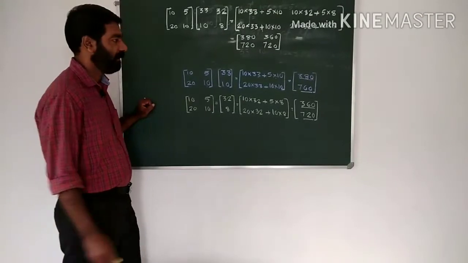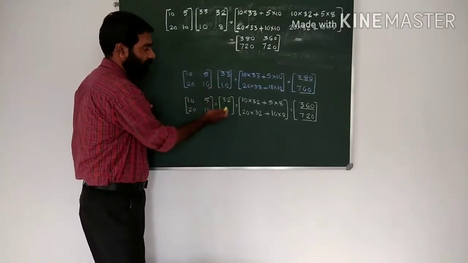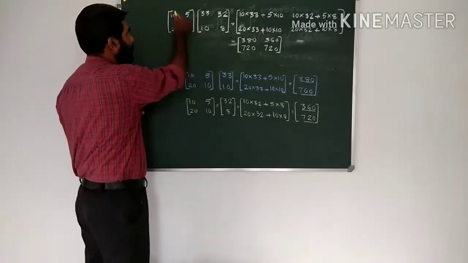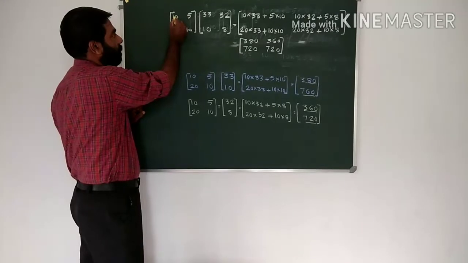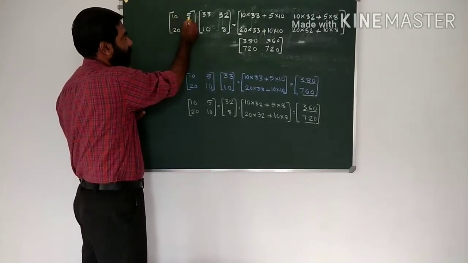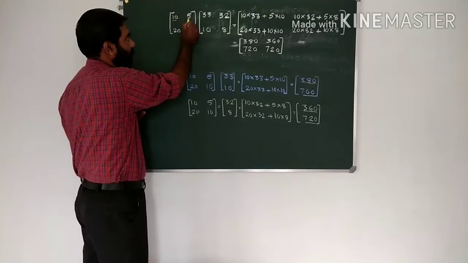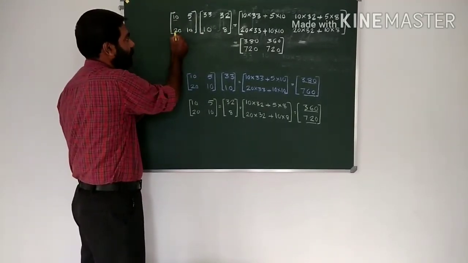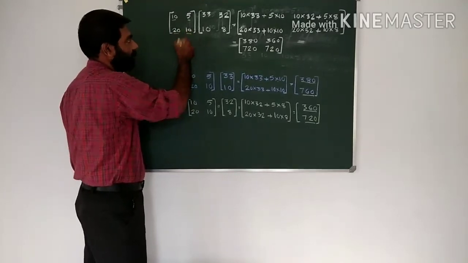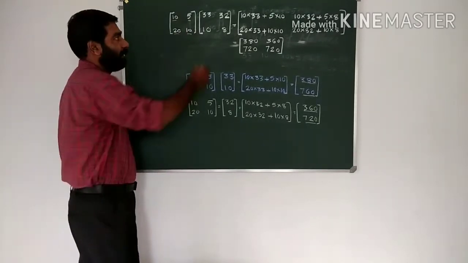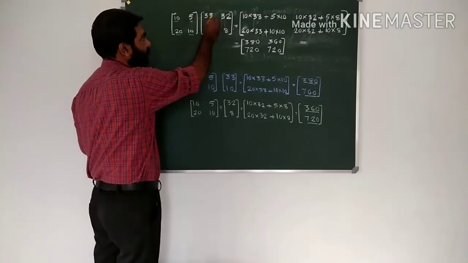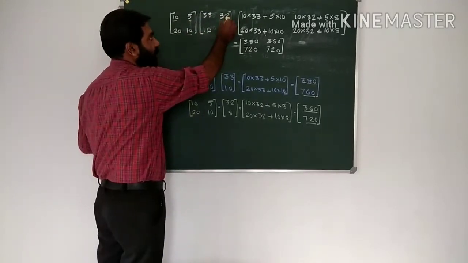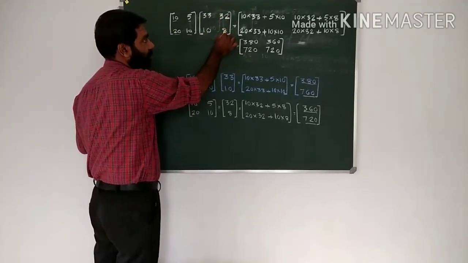Now listen, we combine these two pieces of information together. The first matrix shows the number of notebooks and number of pens for me, and the number of notebooks and number of pens for my friend. The price is 33 for a notebook and 10 for a pen in the first shop, and 32 for a notebook and 8 for a pen in the second shop.